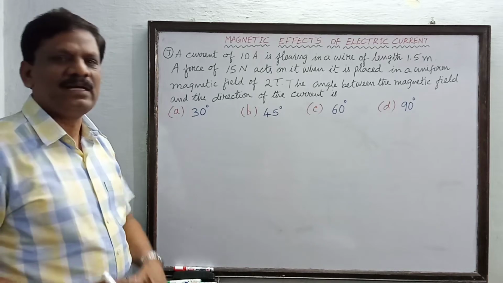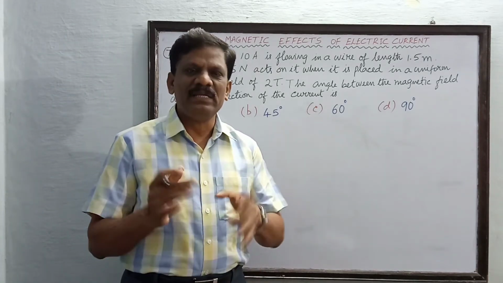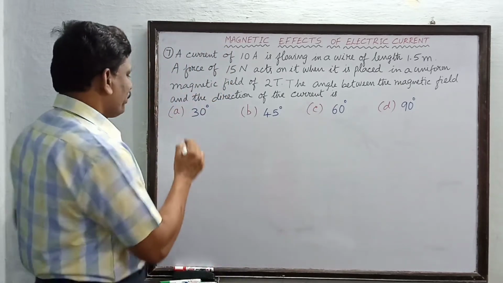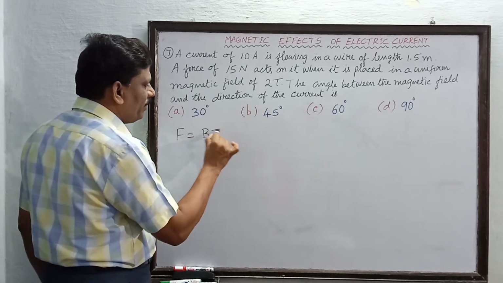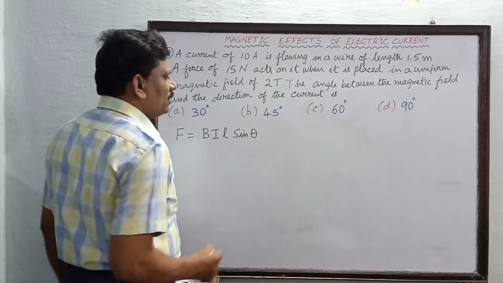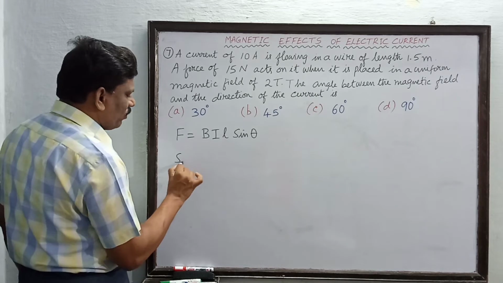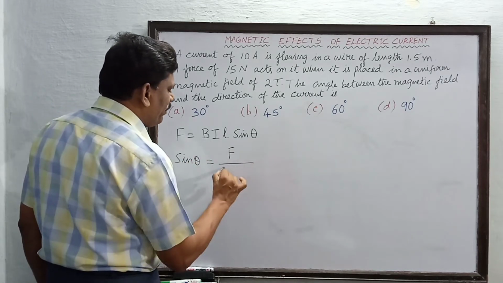So when a current carrying conductor is placed inside a uniform magnetic field, it experiences a force, and that force is given by F is equal to BIL into sin theta. Now in this case, I will find sin theta first. So sin theta is equal to F divided by BIL.